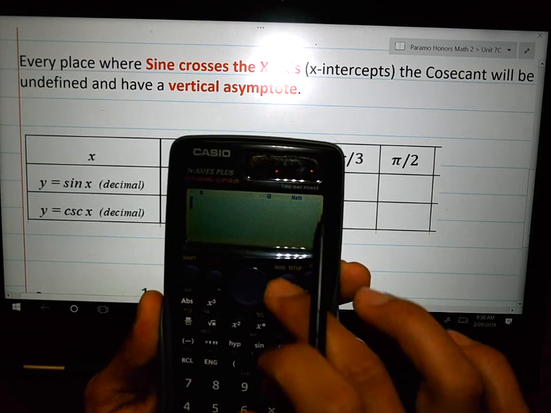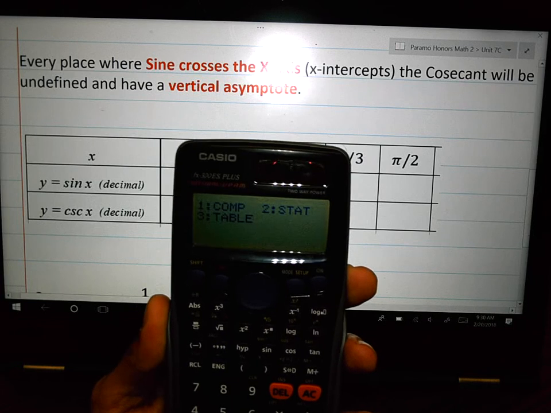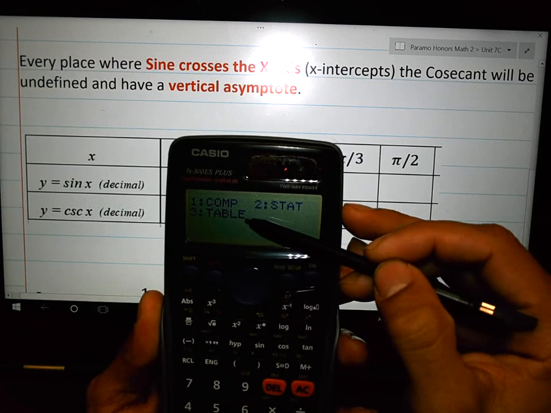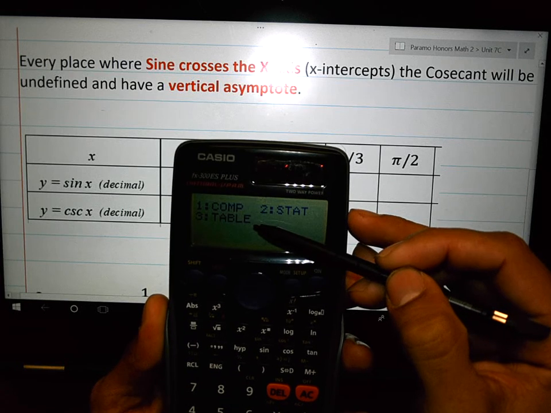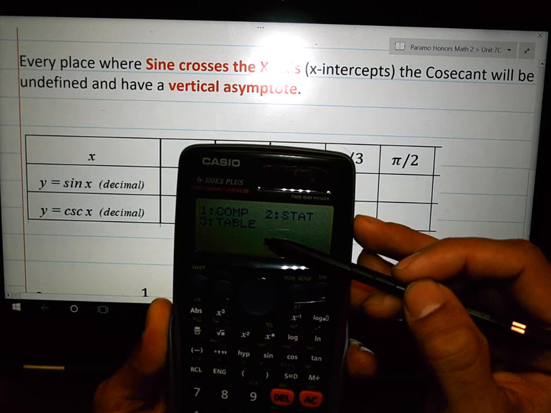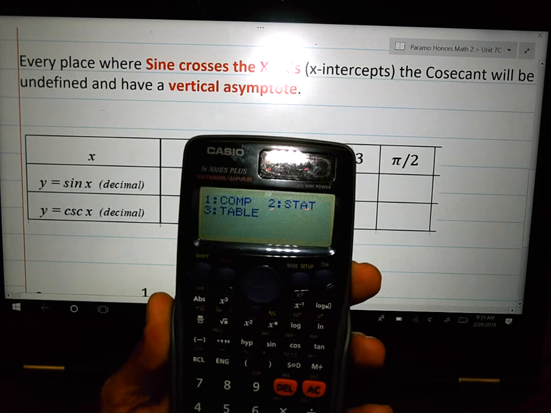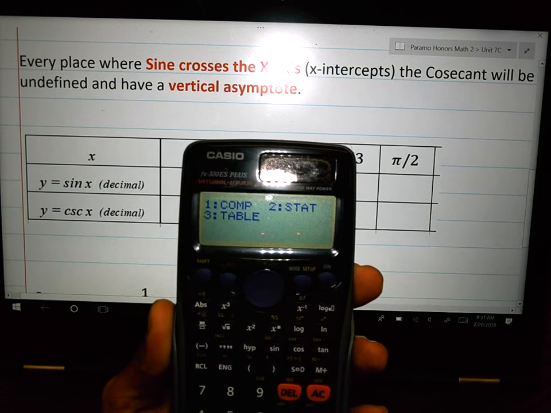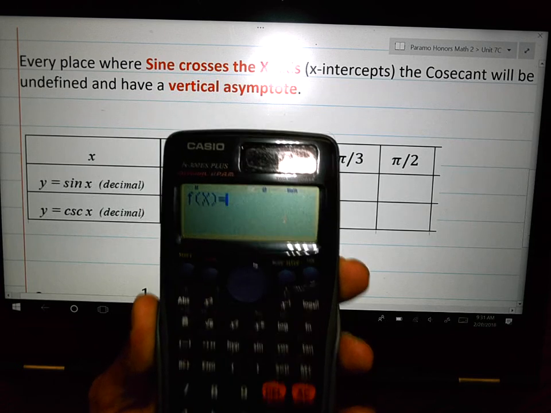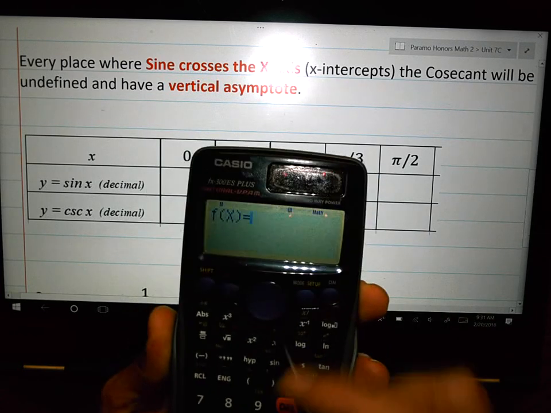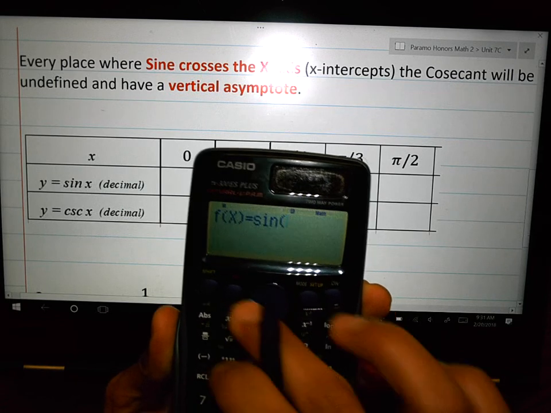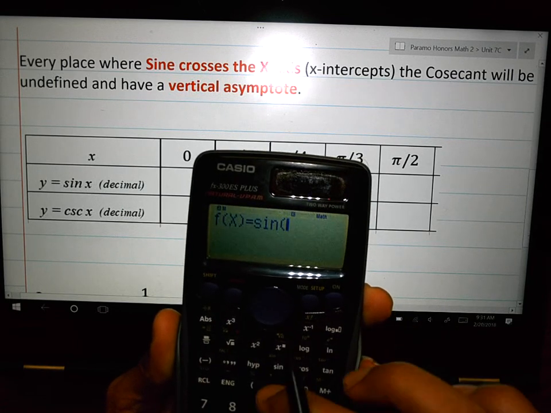Then what I'm going to do, this is an advanced feature. I'm going to press my setup key and I'm going to choose number 3 on this particular calculator. It might be number 5 on the 115th. But I'm going to choose the one that says table. And that's because this is a table. And my f of x, my first function, is going to be sine, and I'm going to press alpha x.